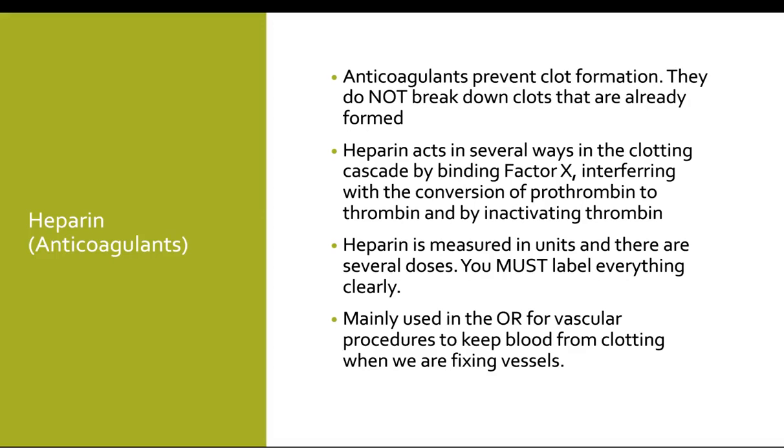Heparin is always measured in units, and there are several doses. You may give heparin 5 units per mil. You can give heparin 50 units per mil. So make sure that you label everything clearly. And this is mainly used in the operating room for vascular procedures. So when we're working on those vessels, we want to make sure that the blood isn't clotting inside the vessels as we're working on them. So we usually give some heparin right inside those vessels and around the area to ensure that there's lots of good blood coming out of those vessels. It's not clotting up on its own through the extrinsic pathway.